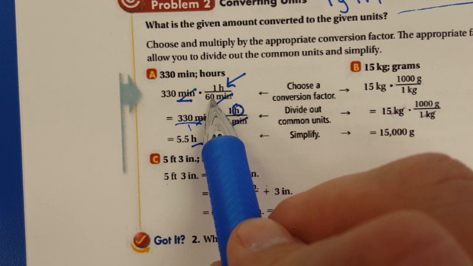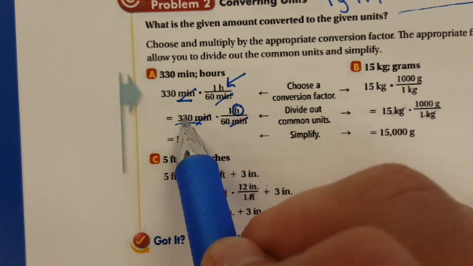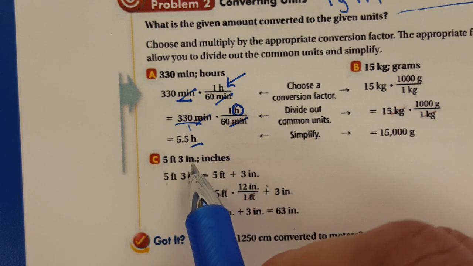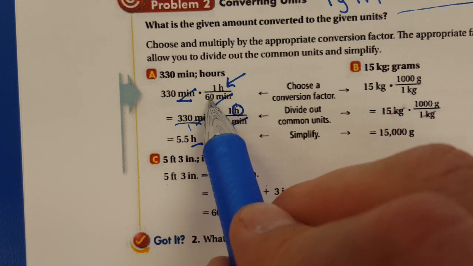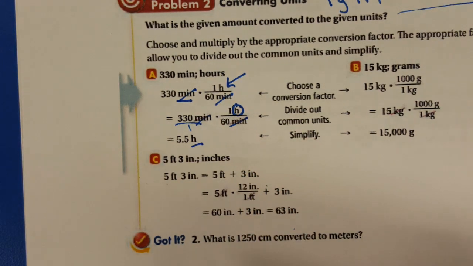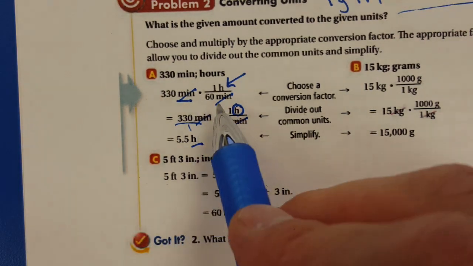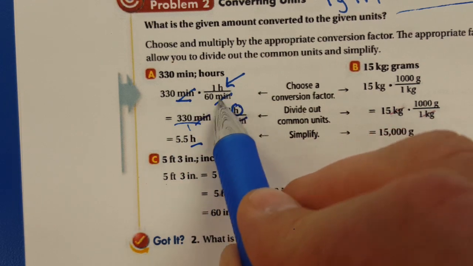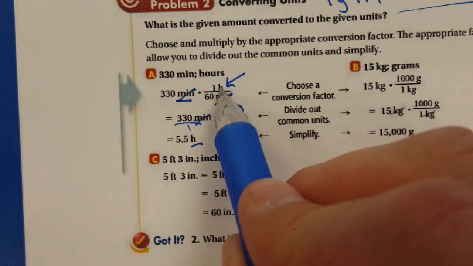Now some people are really, really good at this stuff, and they know that since there's 330 minutes and there's 60 minutes an hour, they go right to this division. Some people can do that, okay? Some people can't, and that's fine. Whatever works for you works. But 60 is going to be the number that relates 1 hour and minutes. So some people know when to multiply by 60, some people know when to divide by 60. If you don't know, you can always write it out. If I want to get rid of minutes, I'm going to use 1 hour over 60 minutes.